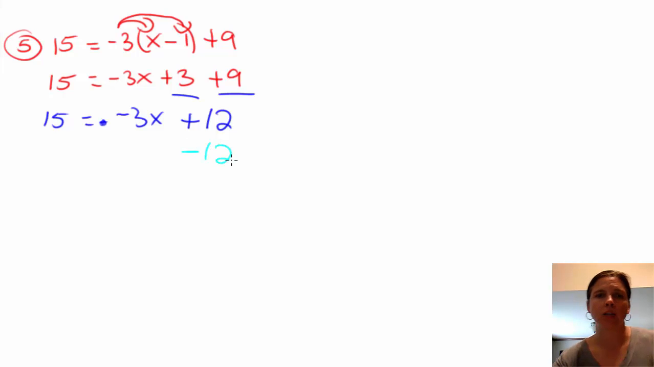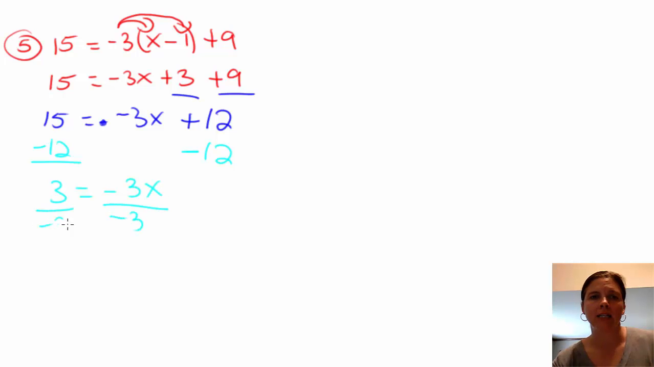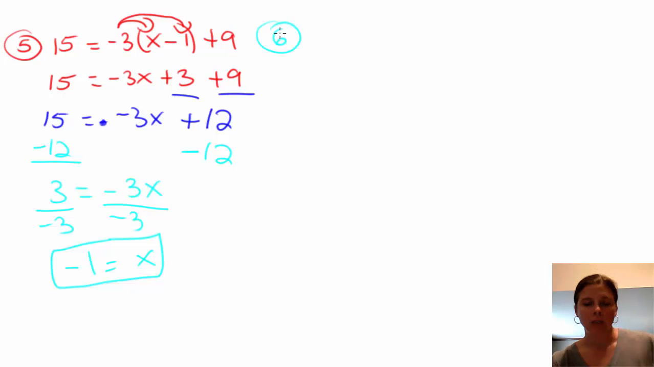Now, we're going to subtract 12 because we're trying to get x by itself. Remember, it doesn't matter what side x is on. Then we're going to divide by negative 3. So x equals negative 1. So we have to simplify first and then move on.